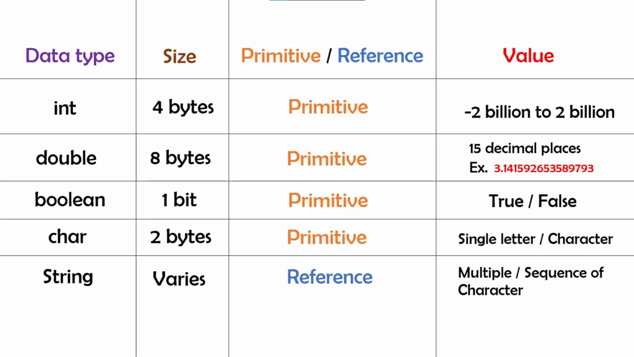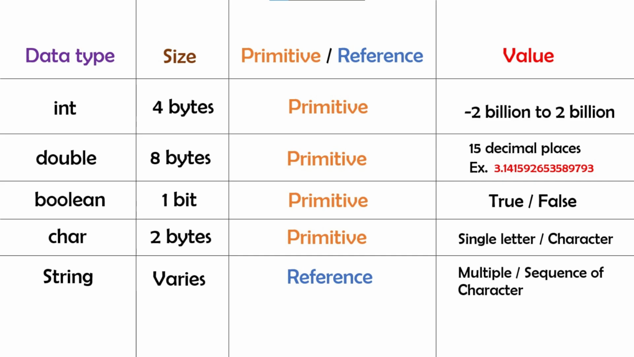First data type that I'm going to talk about is int. Its size is 4 bytes, and the value it can store is around negative 2 billion to positive 2 billion. Ang gamit nito is to store numbers, but it cannot hold numbers with decimal. So next is double. So its size is 8 bytes, and the value it can store is numbers with 15 decimal places. Next is boolean.